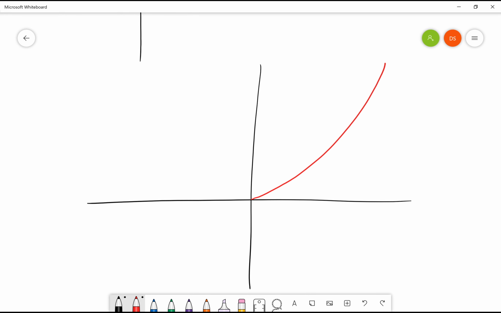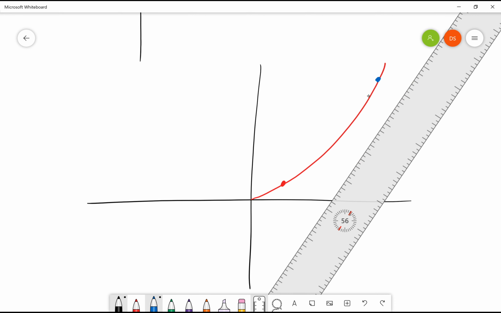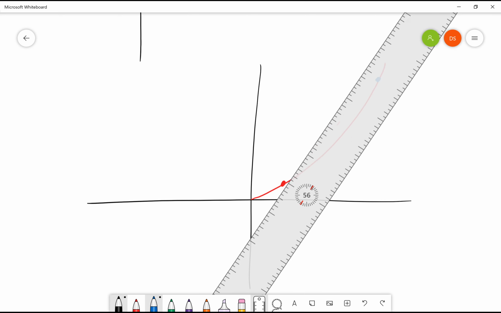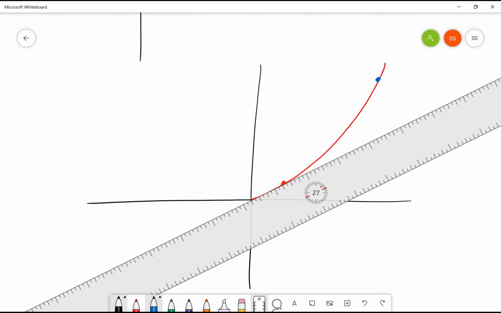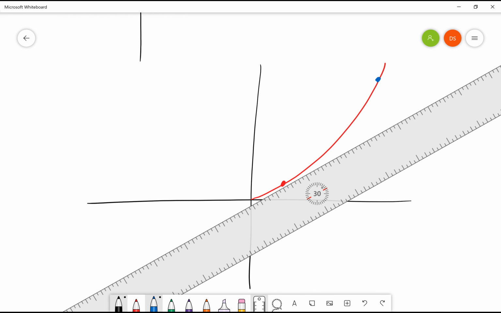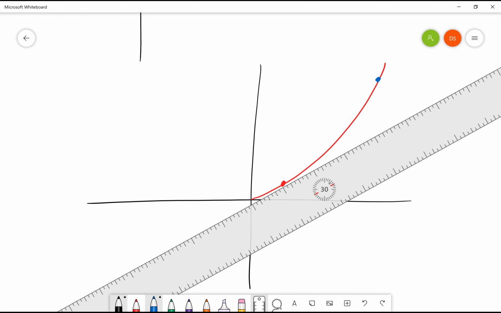Okay, let's just look at this part of the parabola. We'll call this red dot, and we'll call this blue dot. As the position of that blue dot, and let me just find a tangent of this red dot.